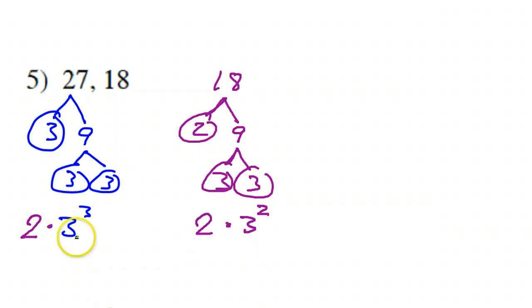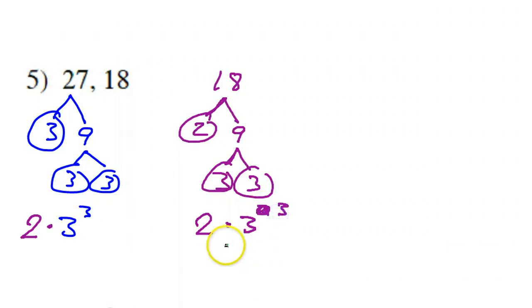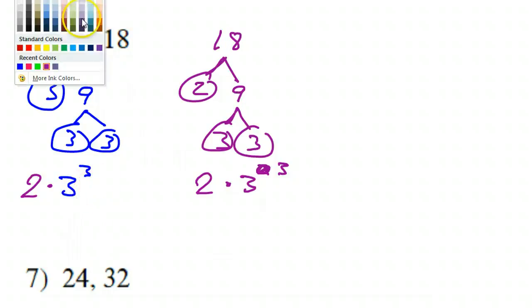Now look at the 3's. This is 3 to the third power. This is only 3 squared. So I can only make more, not less. So I'm going to take this and make it into the third power. If I make this the third power, then they'll both be the same. So that's it. 3 to the third power is 27. So 2 times 27 is 54. So 54 is going to be the least common multiple.